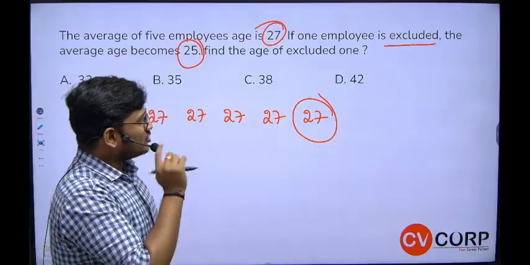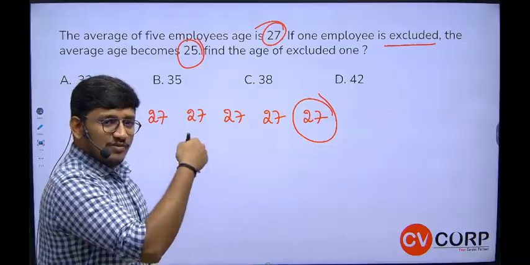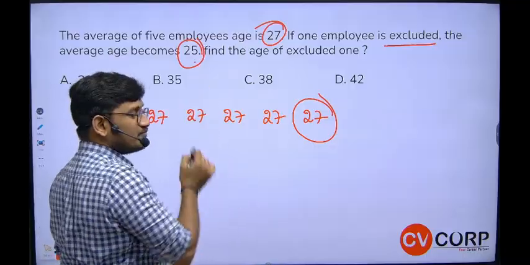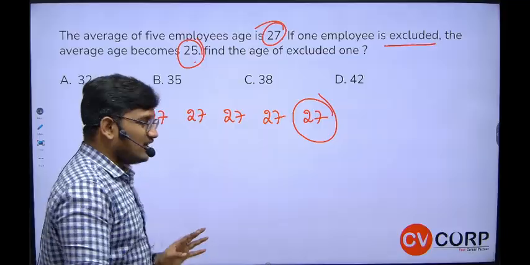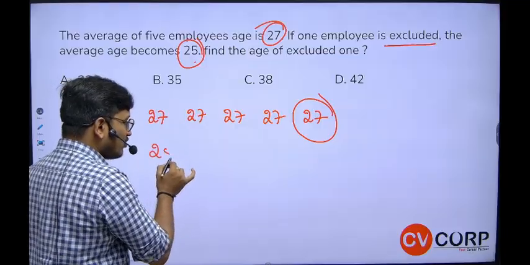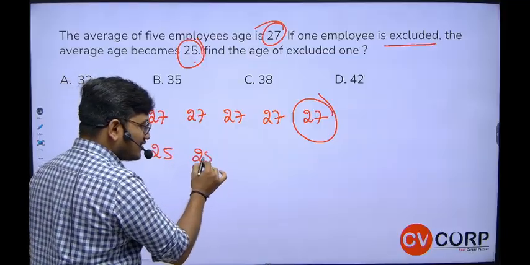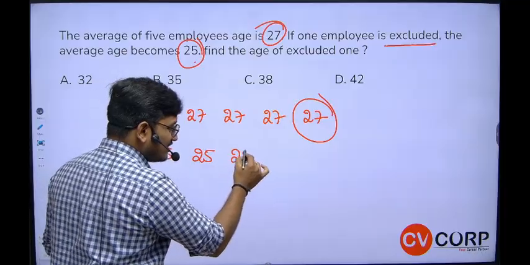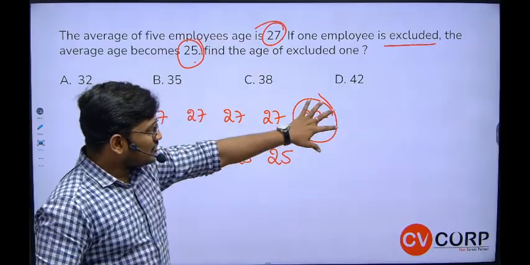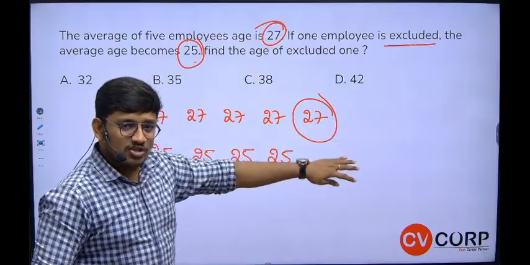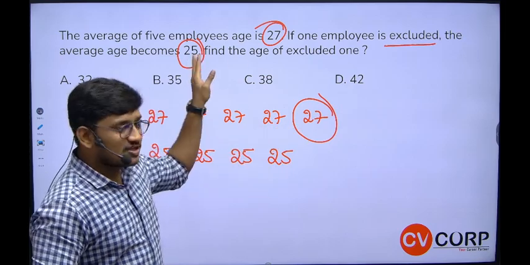But according to the question, when one person is removed, the average became 25. That means for the rest of the people, the average became 25. Now the first person has 25 chocolates, the second person has 25, the third has 25, the fourth person also has 25 chocolates, because when one person leaves the company, the average of the remaining people became 25. That's the condition given.